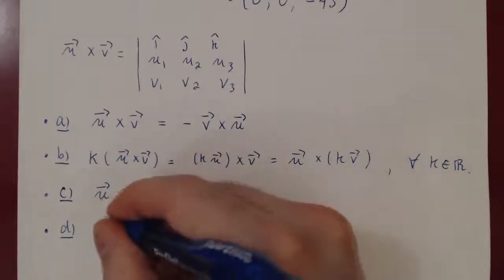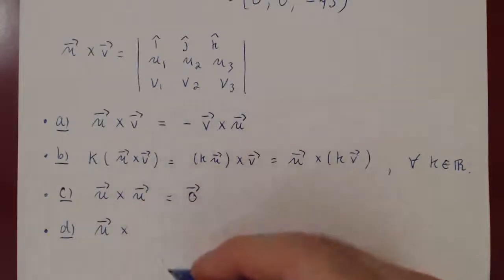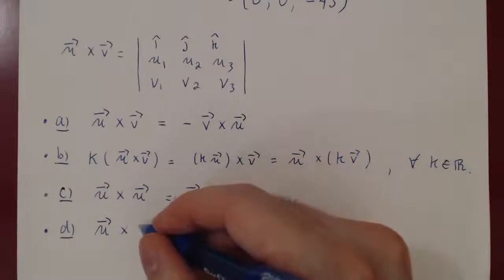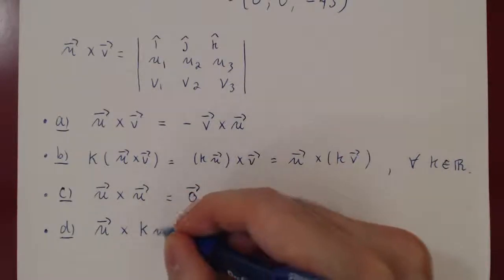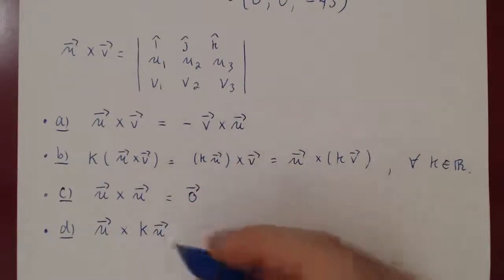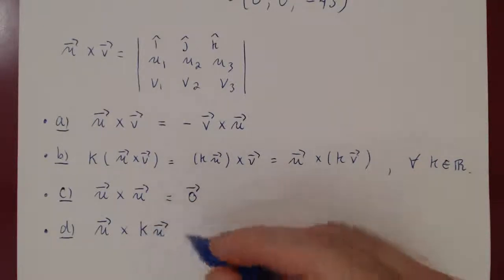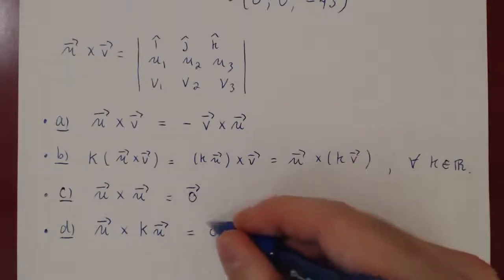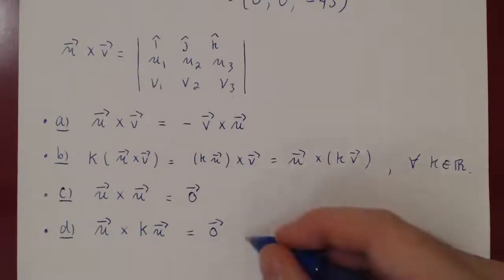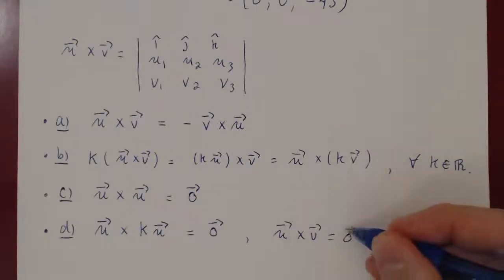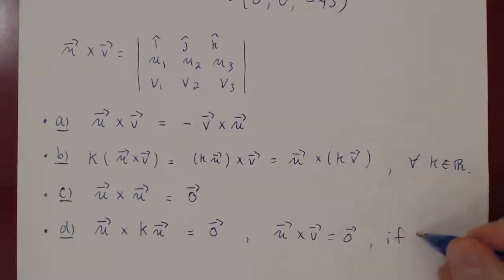So if you cross u with a vector parallel to it, and of course a vector parallel means some multiple of the vector u, because vectors are parallel if and only if they are multiples of each other, this will be equal to also the 0 vector. If you want, u cross v is the 0 vector if vectors u and v are parallel to each other.